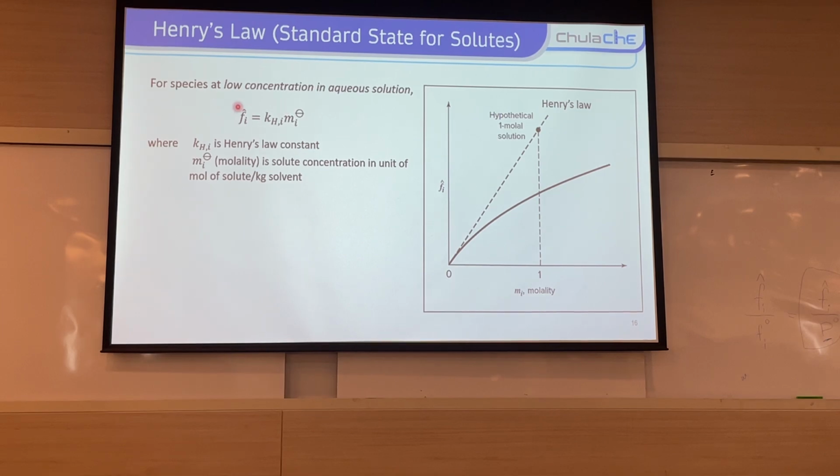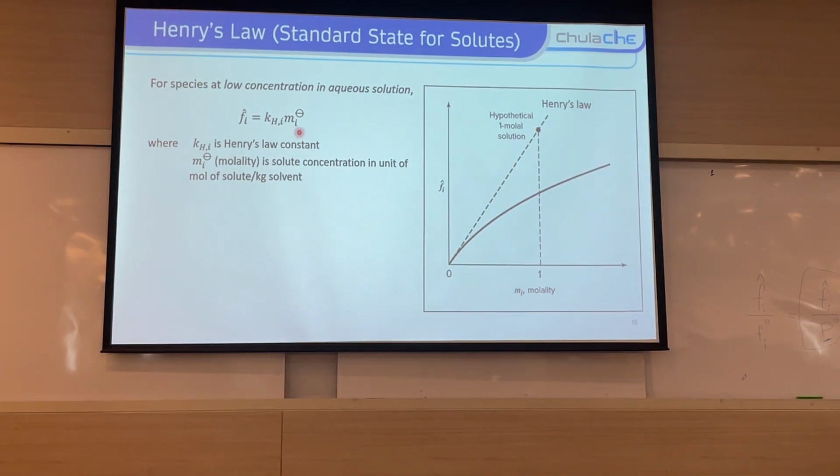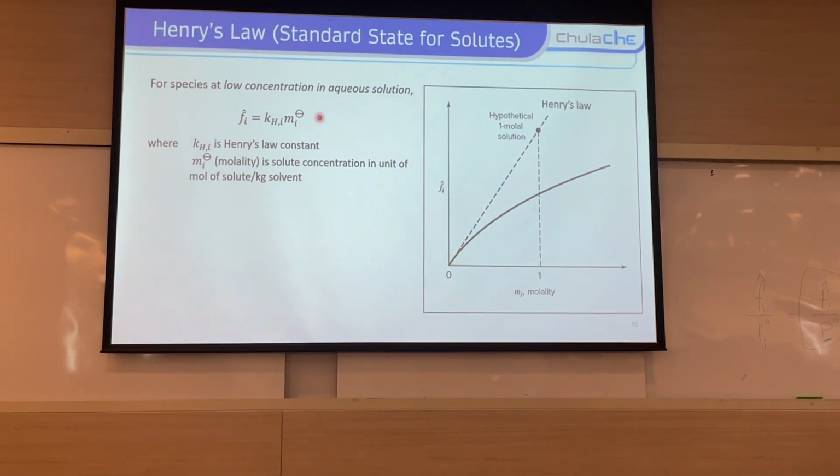Henry's law is here. From the equation, the fugacity of species i in aqueous solution is equal to the Henry's law constant, which is the small letter k with subscript capital H, from Henry, and i for species i. It comes with M with subscript i, and you have another symbol as the superscript here, which is the molarity, or the solute concentration.